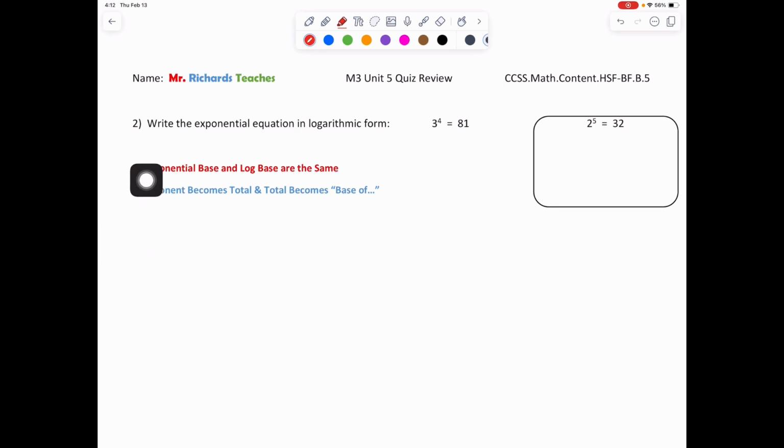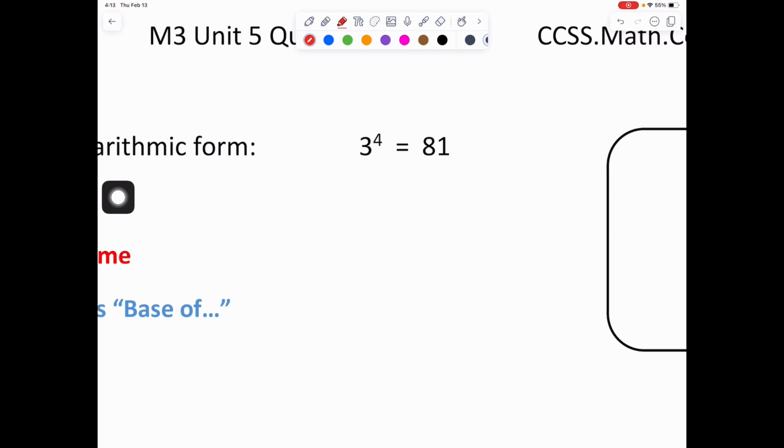And onward to number 2. Write the exponential equation in logarithmic form. Step 1, exponential base and log base are the same, so let's keep that in mind. And our exponential base here is just simply 3. So when we convert this to a logarithmic function, or in form, let's do log base 3.